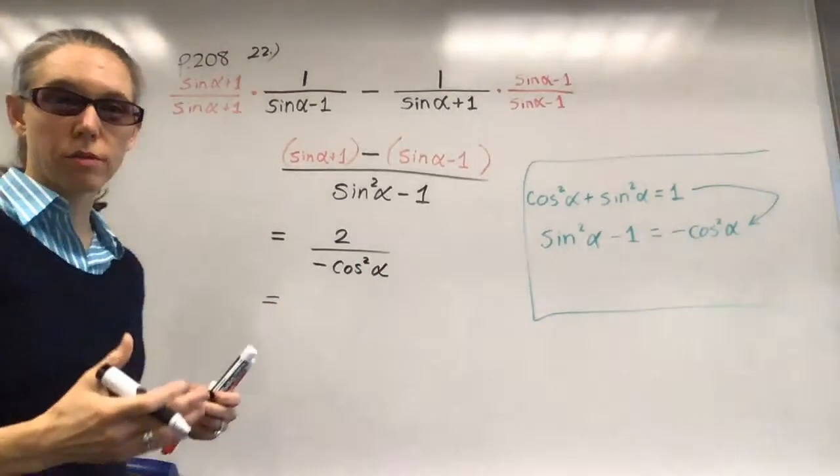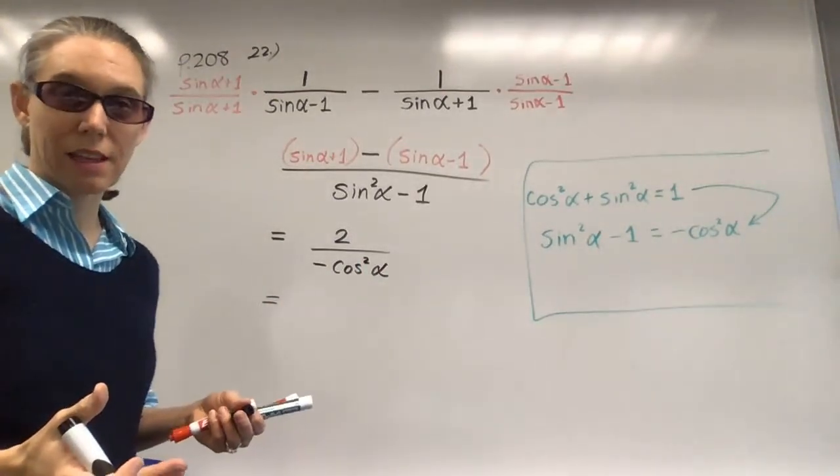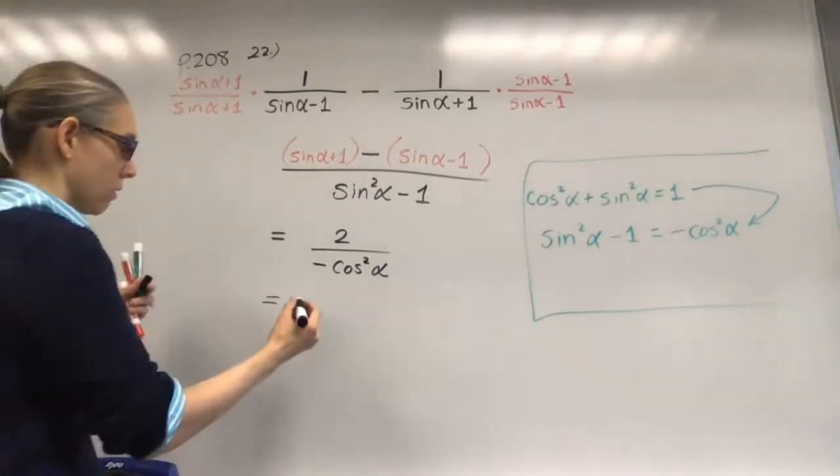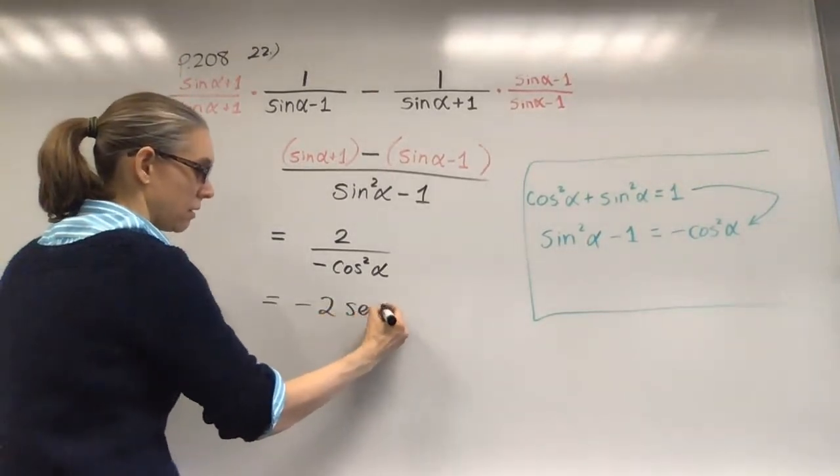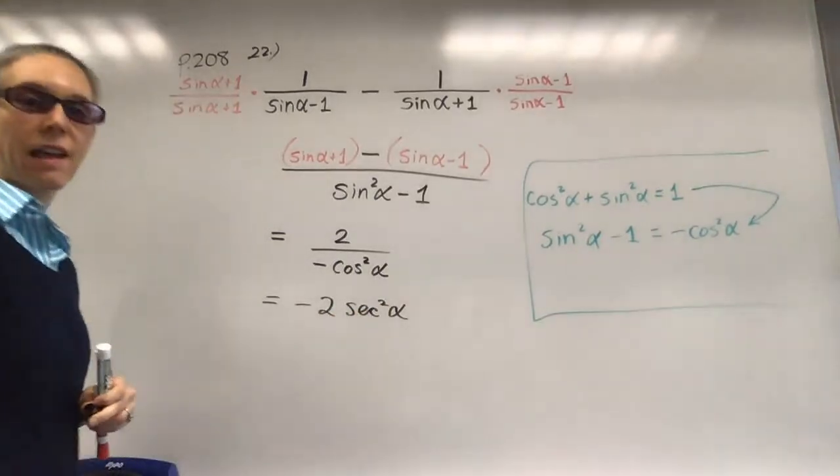Now, 1 over cosine is the same as secant. So this then becomes negative 2 secant squared alpha.